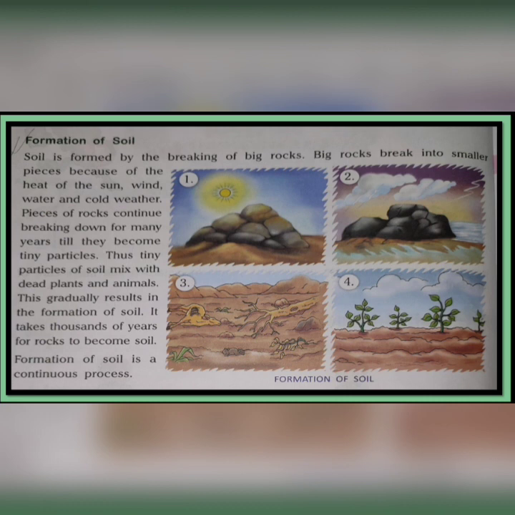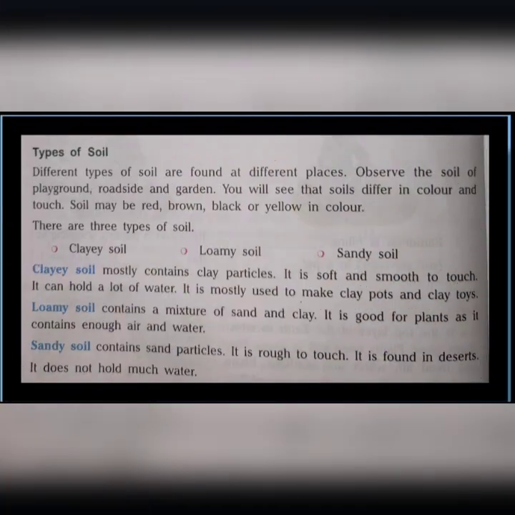How is soil formed? Soil is formed by the breaking of big rocks. Okay, big rocks break into smaller pieces because of the heat of the sun, wind, water and cold weather. The pieces of rocks continue breaking down for many years till they become tiny particles. Thus, tiny particles of soil mix with dead plants and animals, and this gradually results in the formation of soil. It takes thousands of years for rocks to become soil. Okay, so the formation of soil is a continuous process.